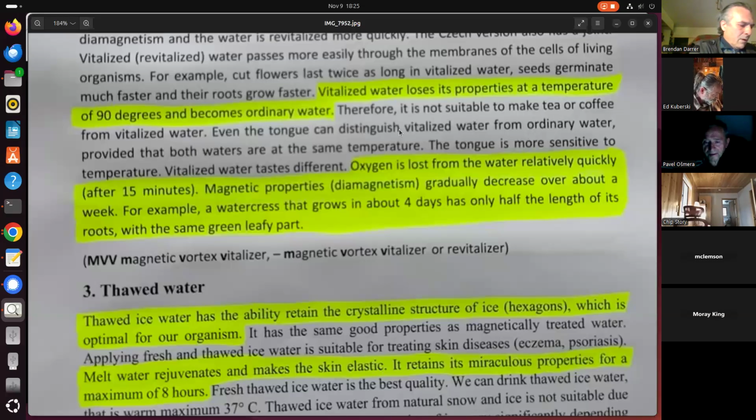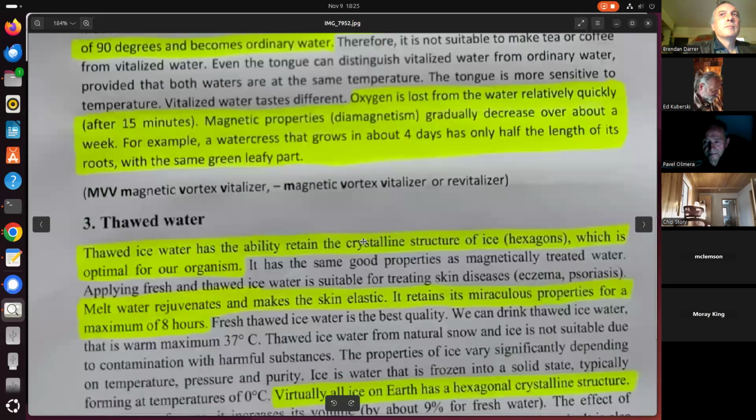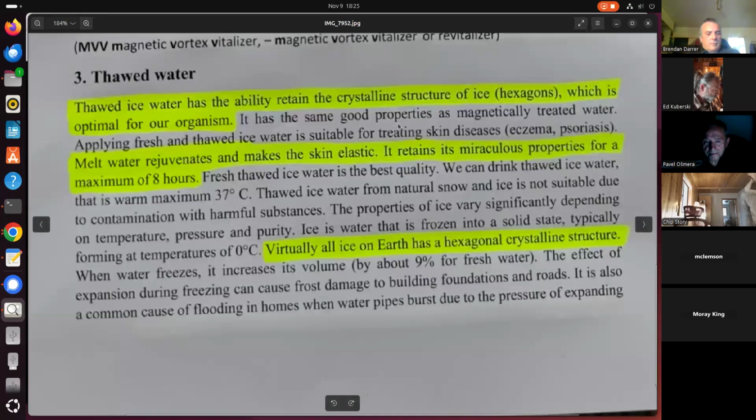MVV, magnetic vortex vitalizer. Thawed water. Thawed water has the ability to retain the crystalline structure of ice hexagonals, which is optimum for our organisms. So I've always liked cold ice water. It has the same properties as magnetically treated water. Applying fresh and thawed ice water is suitable for treating skin diseases.